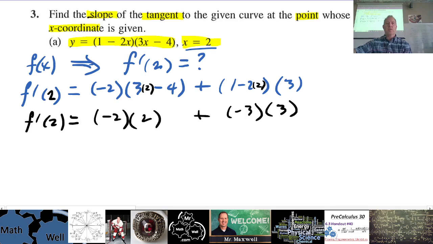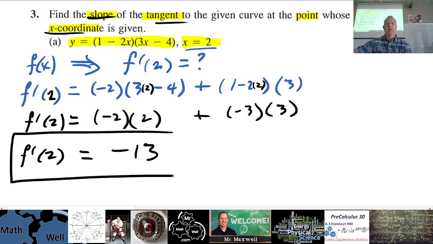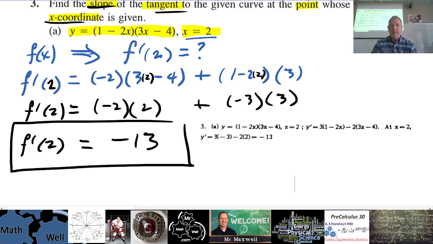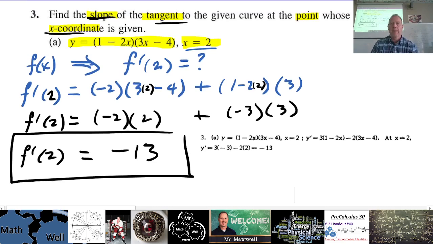And so the answer to this question, the slope of the tangent to the curve at the given point whose x-coordinate is given, is simply f prime of 2, which is going to be negative 4 minus 9. We'll check that answer. Yeah, that answer is confirmed with negative 13. I pulled that from the solution manual there. Let's take the derivative, plug in x equals 2, negative 13. Any questions? No.